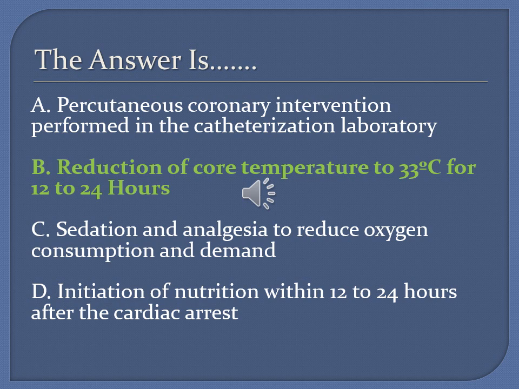So the answer for this one is B, reduction of core temperature to 33 degrees Celsius for 12 to 24 hours. This is the only answer choice here that answers the question, which intervention would be most beneficial in preventing neurologic impairment? A, C, and D would all be done, but B is specific to neurologic recovery after cardiac arrest.